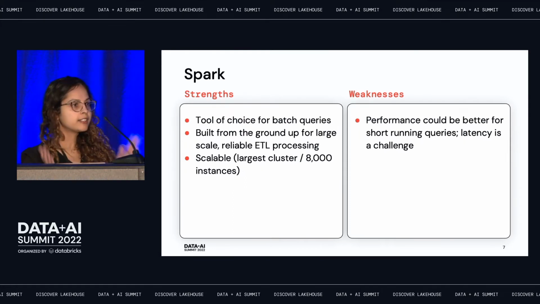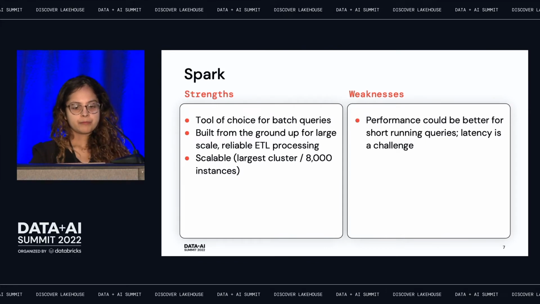Now, let's look at Spark's strengths. Spark is the tool of choice for batch queries. Spark has been designed keeping scalability in mind. It can practically offer unlimited scale. It can scale up to many big clusters. On the other hand, with respect to weakness, open source Spark does not have an exploration environment. Databricks has come up with SQL, which offers an exploration environment, but if you use open source Spark, you have this latency overhead.